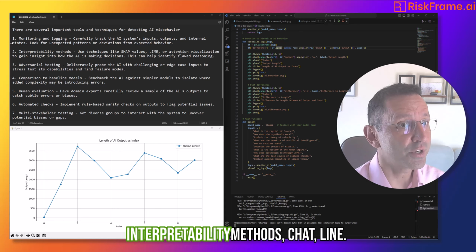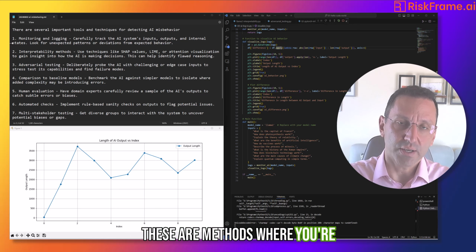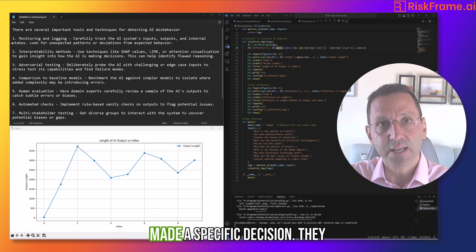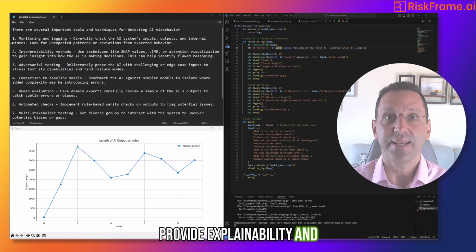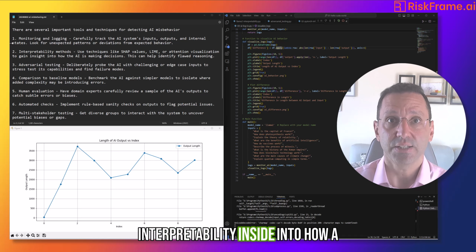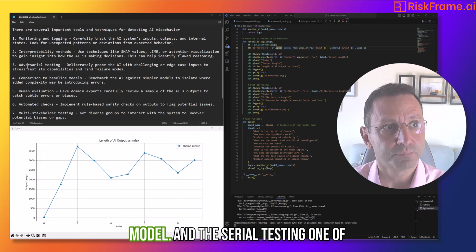Second, the interpretability methods, SHAP, LIME. These are methods where you're trying to see how the model has made a specific decision. So they provide explainability and interpretability insight into how a decision was taken by your specific model.